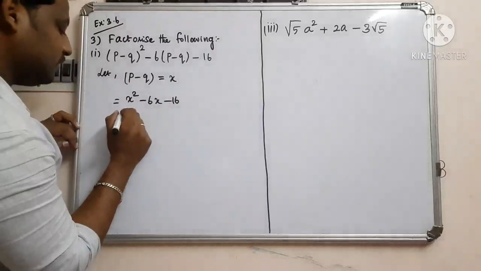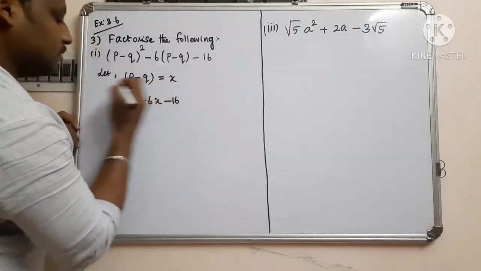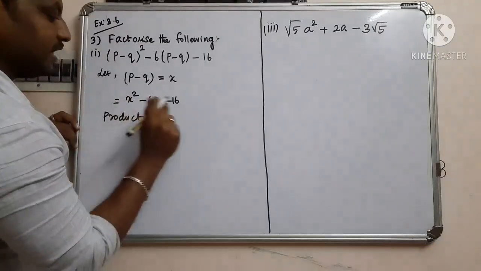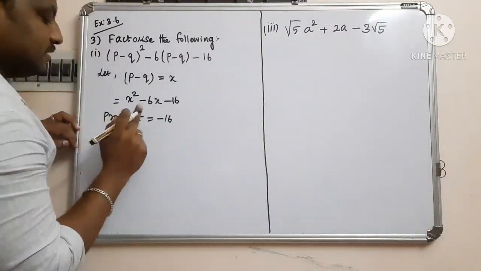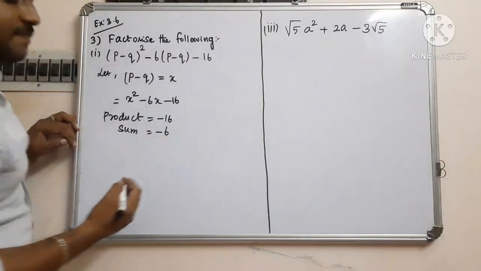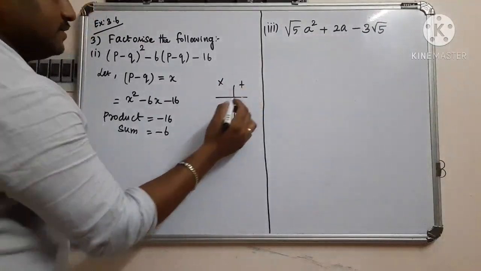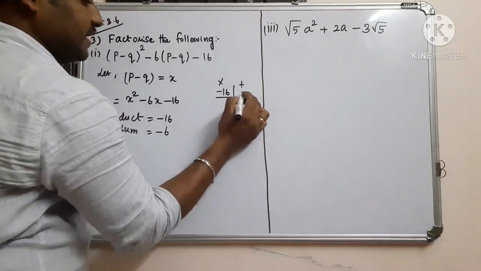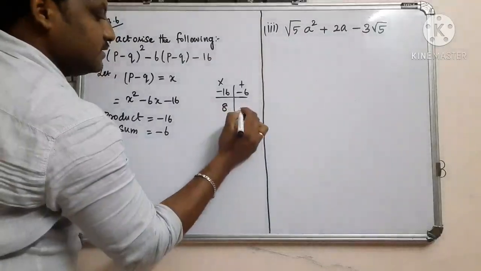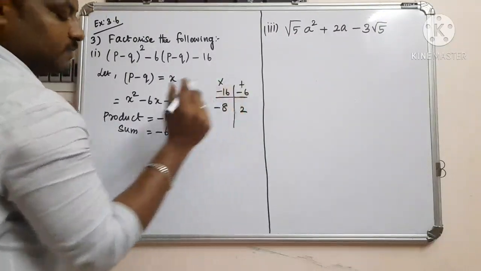So in this polynomial, the product value is 1 into minus 16, minus 16. The sum value, the x coefficient, is minus 6. So if we multiply, the value must be equal to minus 16. If we add, the value must be minus 6. So what is the value? 8 2s are 16. Minus 8 into 2, minus 16. Minus 8 plus 2, minus 6.